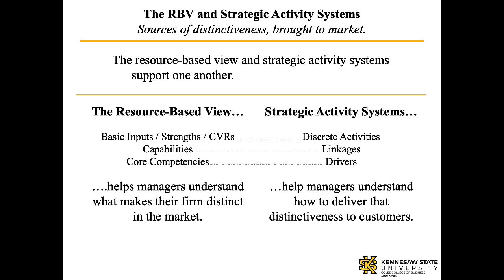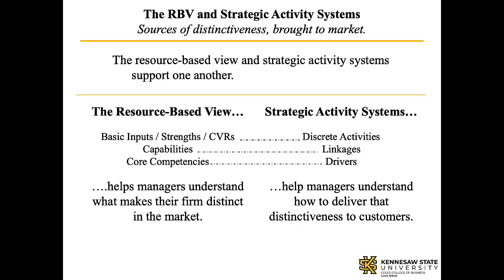Let's reinforce the connection between the resource-based view of the firm and strategic activity systems. They work hand in hand. The RBV focuses on identifying and nurturing sources of distinctiveness by differentiating between basic inputs, strengths, CVRs, capabilities, and core competencies, and providing the VRIO test for distinguishing between mere strengths and true building blocks of distinctiveness.